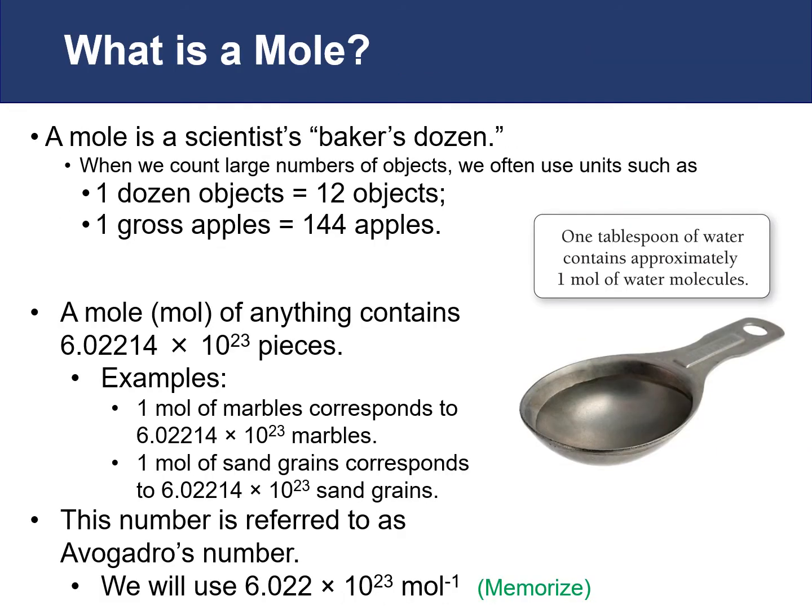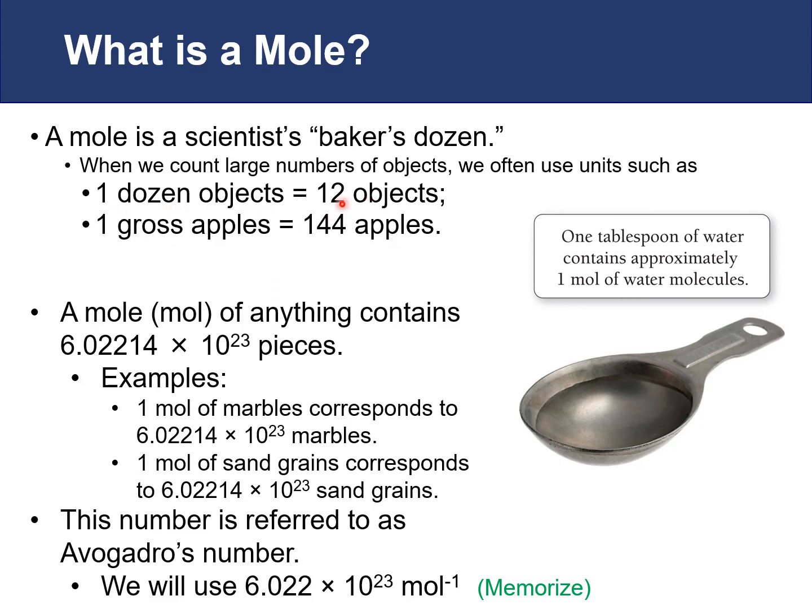The last thing that we're going to talk about for this particular chapter is the mole. So a mole, aside from being a furry burrowing animal, is, in terms of chemistry, kind of like a baker's dozen, right? So a dozen is 12 objects, or you could think about a gross of apples being 144 apples. So we have a variety of words that are used to denote a particular number. Mole is just another example of this.